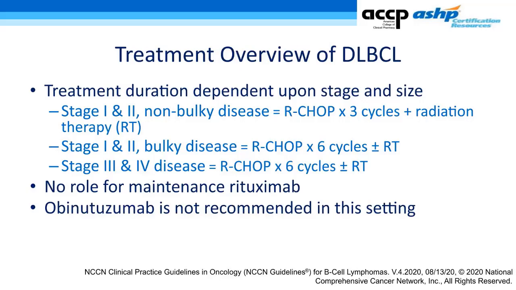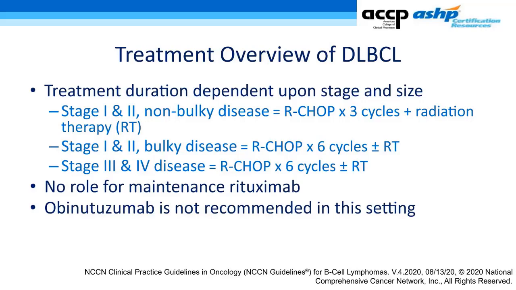So as I mentioned in the audience response question, the choice of therapy for diffuse large B-cell lymphoma is always going to be R-CHOP. It's just a question of how many cycles. So for Stage 1 and 2, non-bulky disease, we would recommend R-CHOP times 3 cycles and radiation therapy to the affected areas. For Stage 1 and 2, but bulky disease, we would recommend R-CHOP for 6 cycles, plus or minus radiation therapy. And for any Stage 3 or 4 disease, we would recommend R-CHOP for 6 cycles, plus or minus radiation therapy at the discretion of radiation oncology.